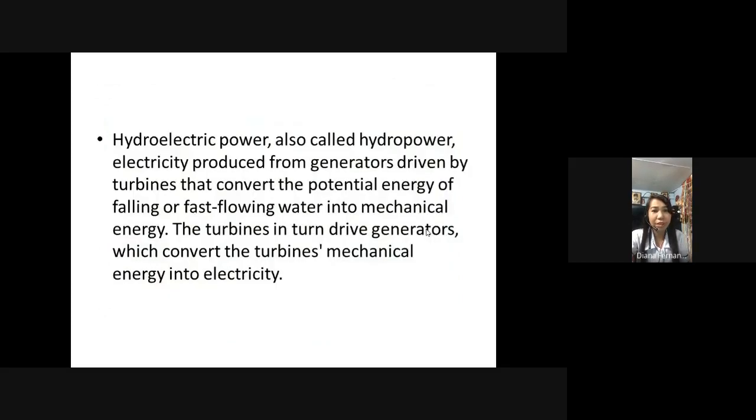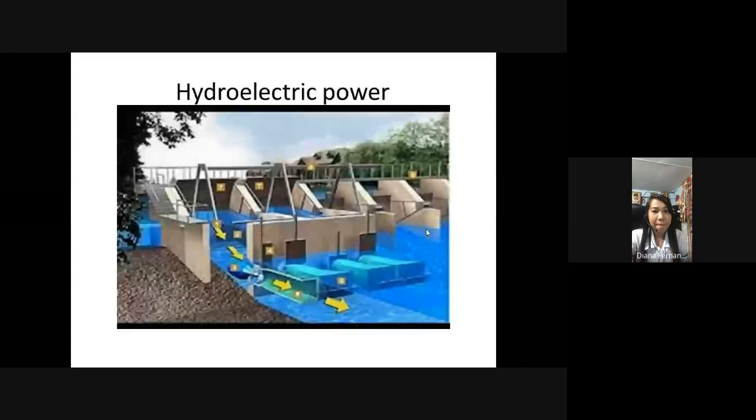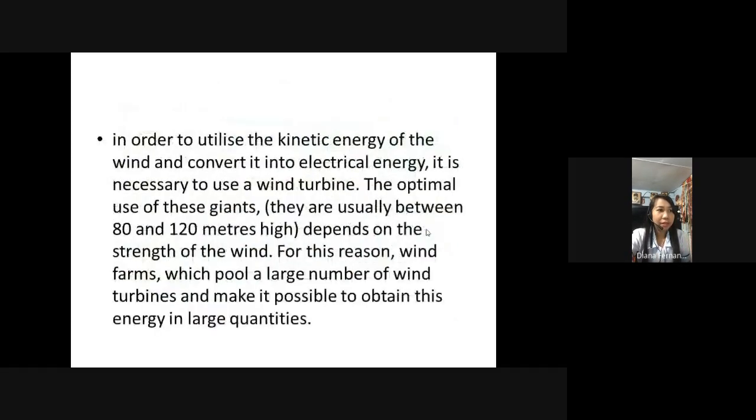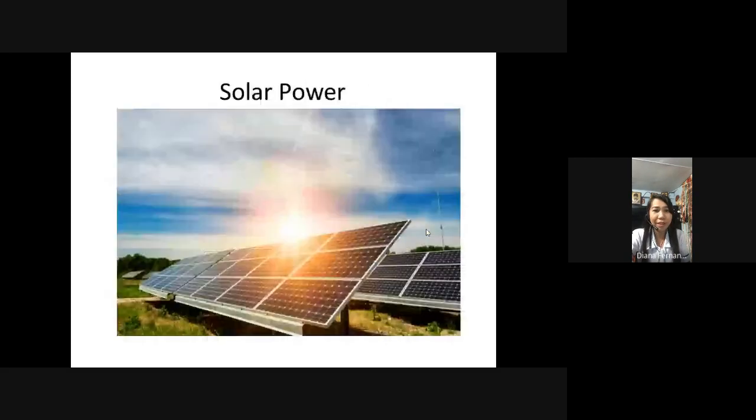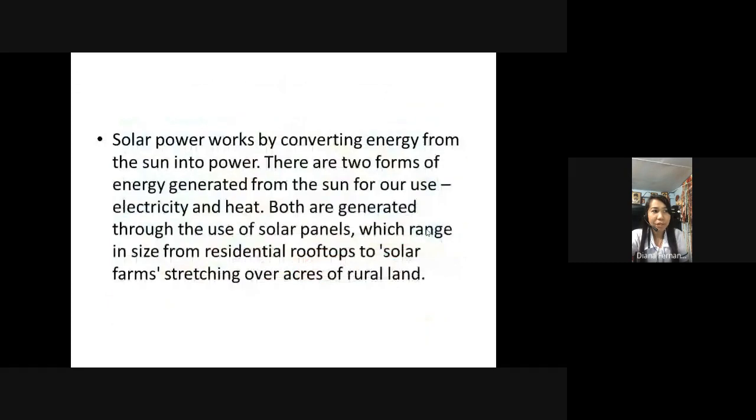Ang geothermal power, yun yung steam, nakaka-produce ng energy dahil sa sobrang init doon sa ilalim. Solar power. Nakakita na ba kayo ng solar power? Solar panel? Ayan. Alternative source of energy din yan. Solar power works by converting energy from the sun into power. There are two forms of energy generated. Electricity and heat. So, yun.